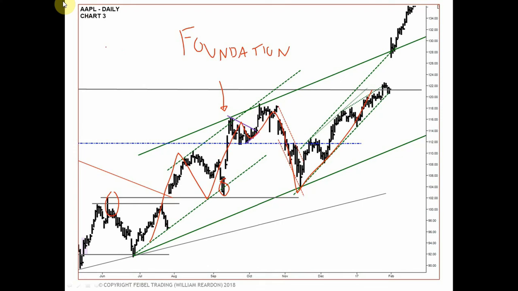Structure combined with price bars and volume, as we will explore next week, you will see that our methodology is second to none. It truly is a powerful way to trade.